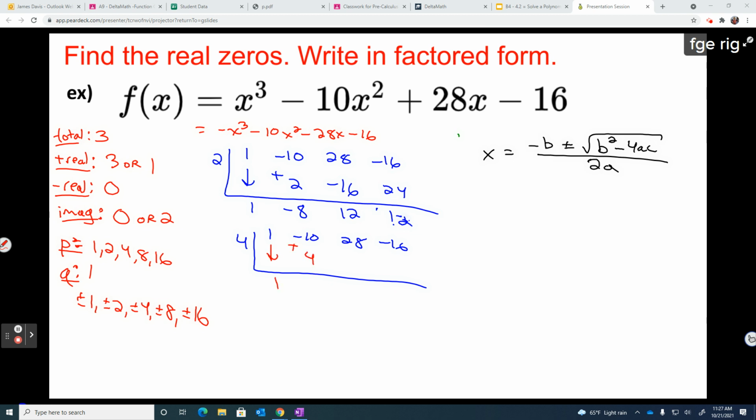4, 6, negative 4, 6, and 0. Yeah. Very good. That works. So we got our 1. That's all we need for now. So we got x minus 4. And then our equation is just 1x squared, just x squared, minus 6x plus 4.